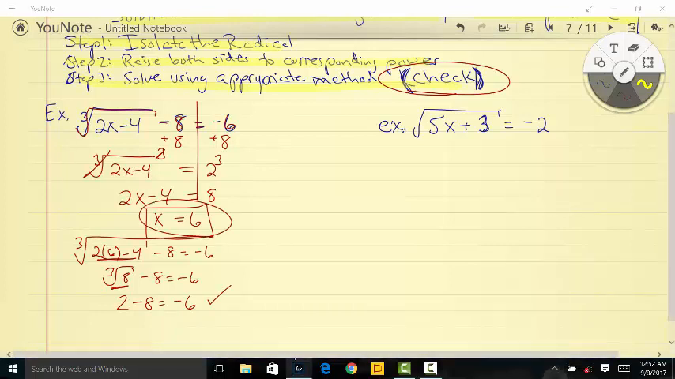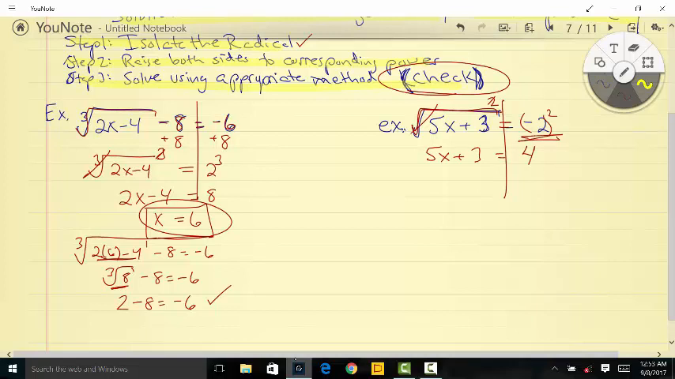Now, in the second example here, the square root of 5x plus 3 equals negative 2. We can see that on the side where the square root is, there's nothing on the outside of the square root. So we can skip step 1, isolate the radical. We can go straight to raising both sides to a corresponding power. So to get rid of a square root, we're going to square both sides. So we get 5x plus 3 is equal to negative 2 squared, which is a positive 4.